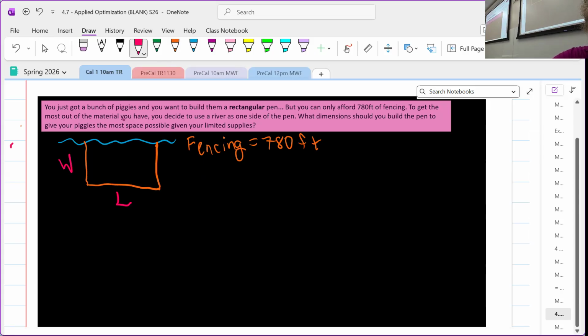So my fencing diagram that I drew, I've got a width and a length, and then I've got one more width, right? Because in a rectangle, the opposite sides are equal lengths. Now, if you did the L's on the side and the W on the bottom, that's fine. It's going to flip the dimensions you get, but you're going to end up with the same answer. It's just your L would be our W and the other way around, but it totally will work.